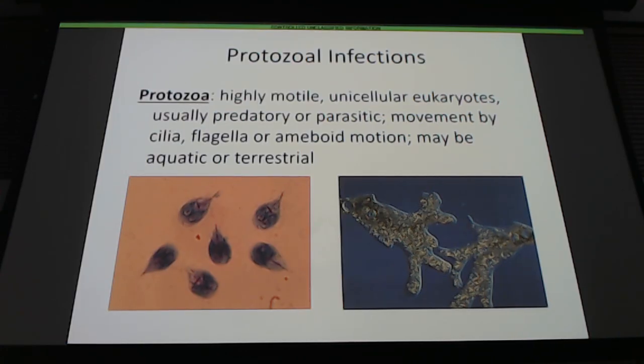Other good things that they do: some of them are bacteria predators, which means they'll go after bacteria, kill it, and eat it. So that's another helpful thing for us. Now, some of them can live outside, some of them need to live inside of us. So we're going to talk about the ones that are going to affect us.